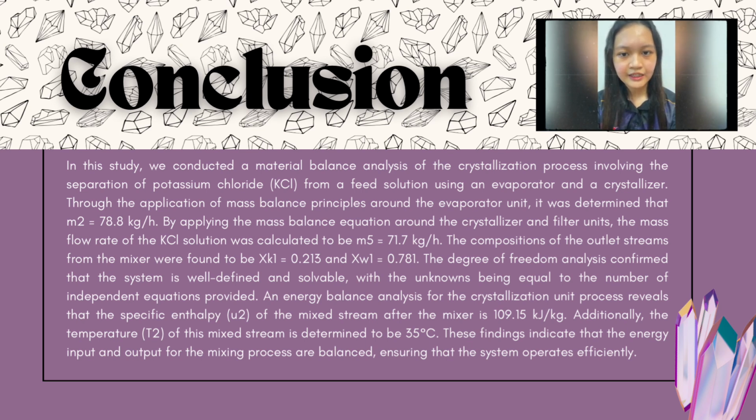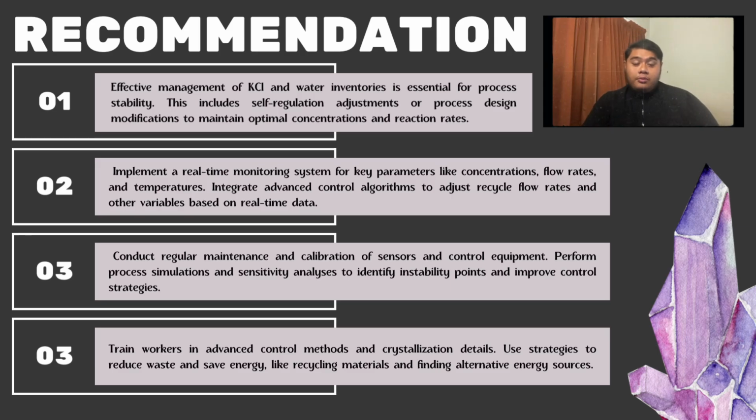These findings indicate that the energy input and output for the mixing process are balanced, ensuring that the system operates efficiently. As we move on to the recommendation part, in this crystallization process we can improve process efficiency through effective management of potassium chloride and water inventories, which is essential for process stability. This includes self-regulation, adjustment of process design, and modifications to maintain optimal concentration and reaction rates.